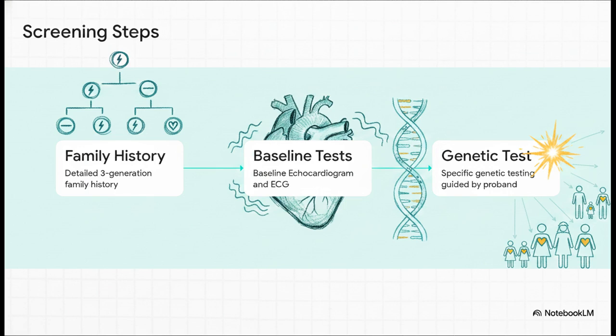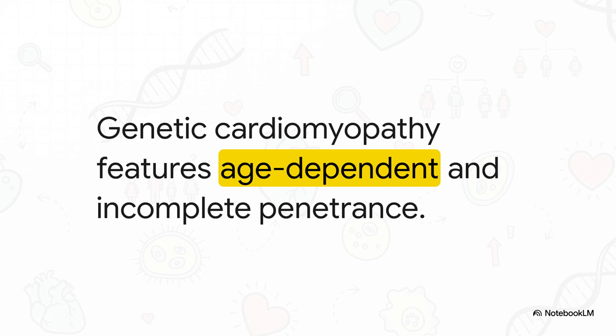Pinpointing a specific variant in that one patient is incredibly powerful. It allows you to strategically screen relatives, potentially saving the lives of family members who had absolutely no idea they were carrying a silent threat. But there is a bit of a catch.